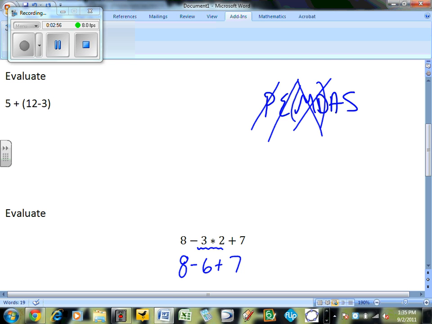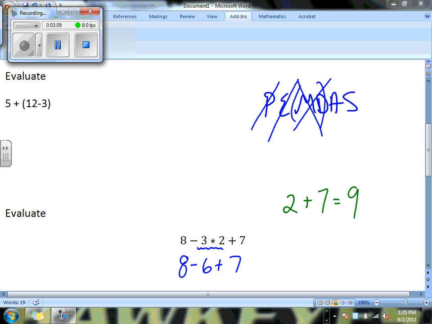What about adding and subtraction? Yes. All right, from left to right. So 8 minus 6 is 2. That came first, so we need to do that one first. And then 2 plus 7 is 9. So 9 is the answer to that problem.